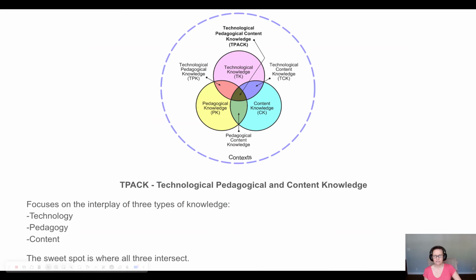So this is TPAC, and this looks a little confusing with all of these pieces, but it's actually really easy to understand. TPAC reminds us that teaching with technology isn't just about using tools. It's about how those tools serve our pedagogy and content.